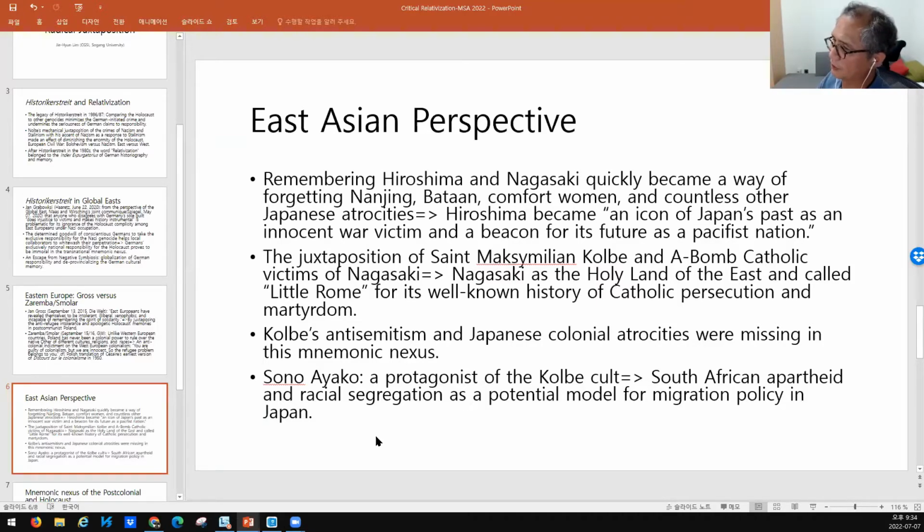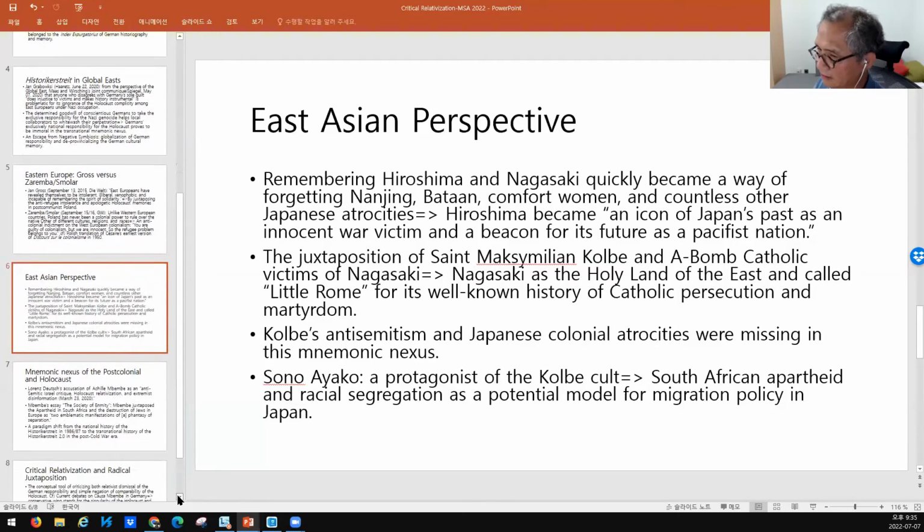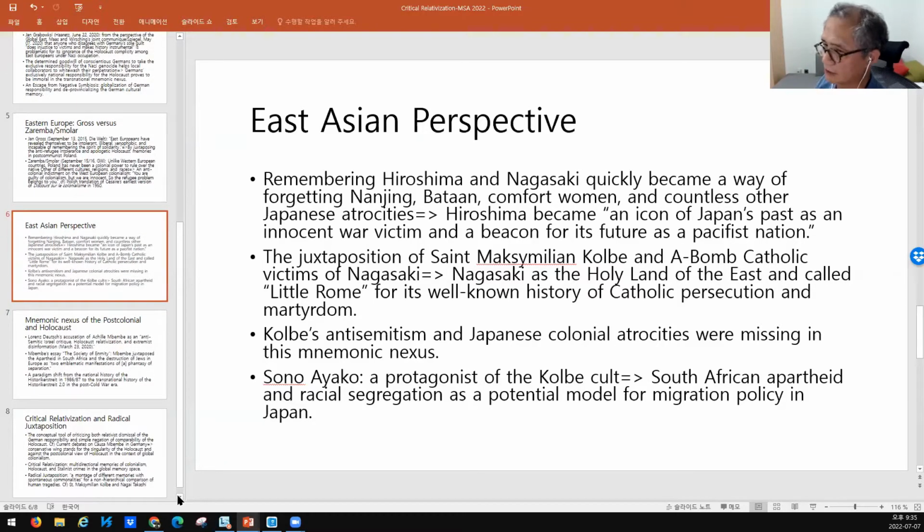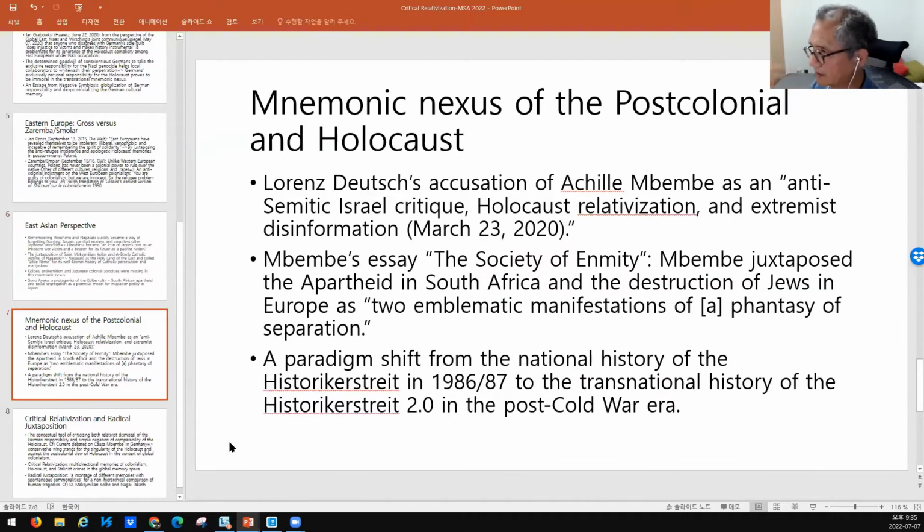So how can we develop a critical juxtaposition in place of just apologetic juxtaposition, which stresses one's own national memory by juxtaposing other nations' memories? I think that a critical relativization and this sort of radical juxtaposition still need to be investigated further.